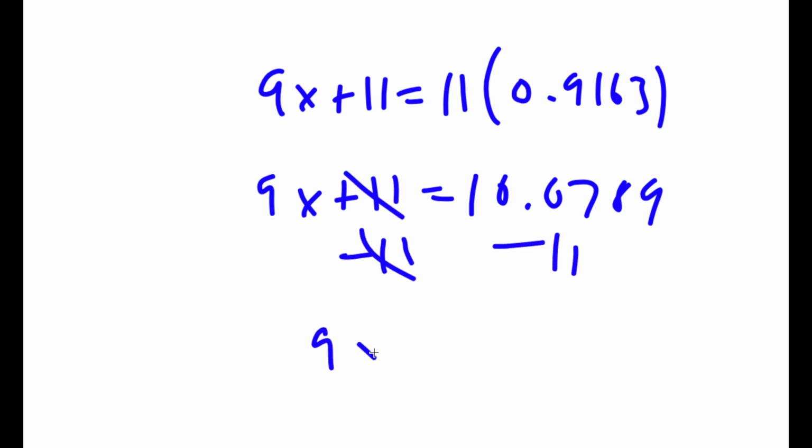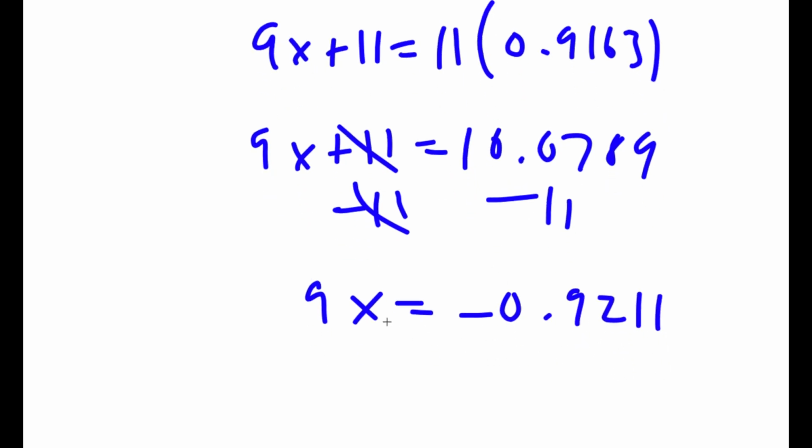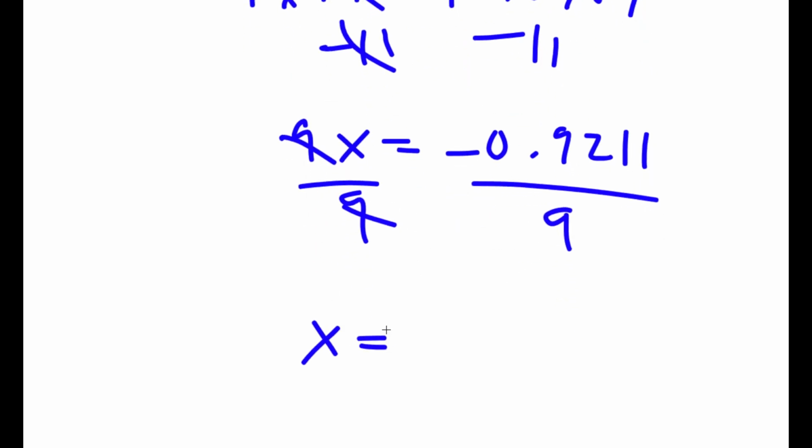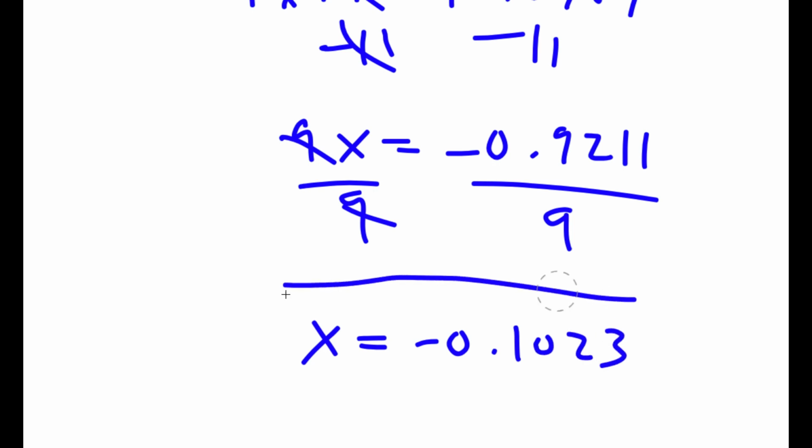So I get 9x is equal to negative 0.9211. Now if I divide both sides by 9, I get x is equal to negative 0.1023. So this is my answer to this problem.